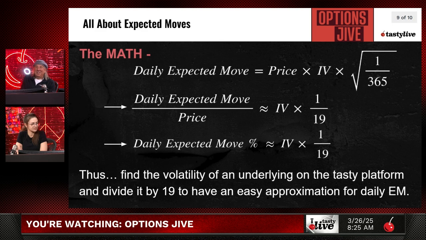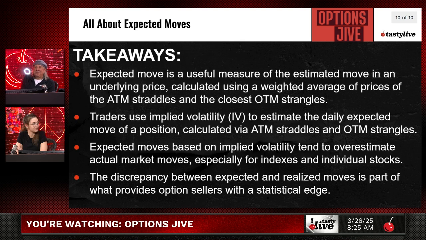So the math, a little bit more math. Thus, find the volatility of an underlying on the Tasty platform and divide by 19. You have an easy approximation of the daily expected move, and that's very fair. Lots of different ways to do it. Easy peasy. Last slide, John.